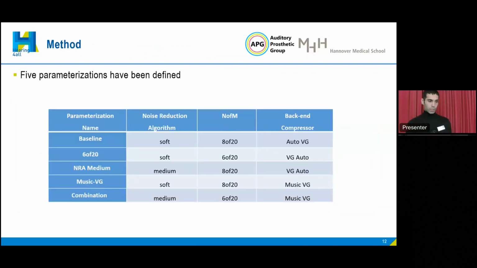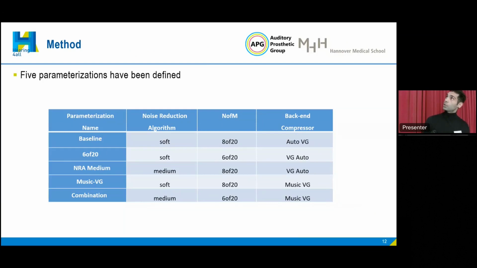Now, I would like to talk about the parameterization that we have defined and used in this study. We have defined 5 parameterizations. The first one is our baseline, which is one of the most used clinical parameterizations for CI users. Mostly they have the noise reduction algorithm set to soft, the N of M set to 8 out of 20, and the backend compressor is the clinical one, auto voice guard.